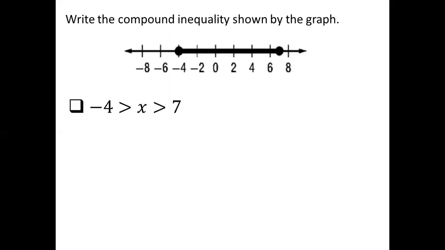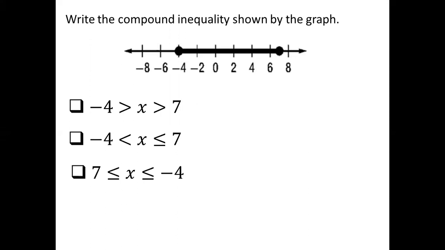You have to write the compound inequality shown by the graph. This is the graph, and the options for you are: negative 4 is greater than x is greater than 7; negative 4 is less than x, which is less than or equal to 7; 7 is less than x less than negative 4; negative 4 is less than x less than 7. So your time starts now.